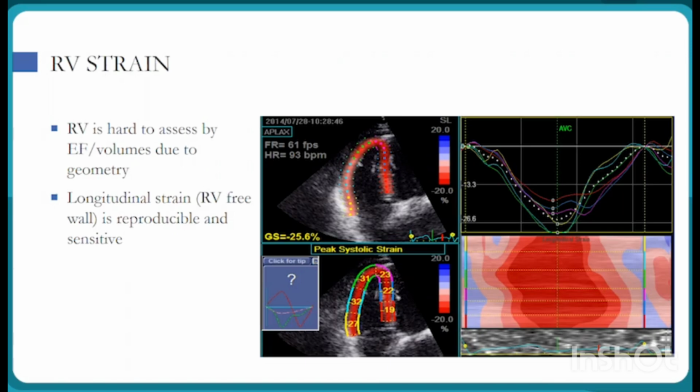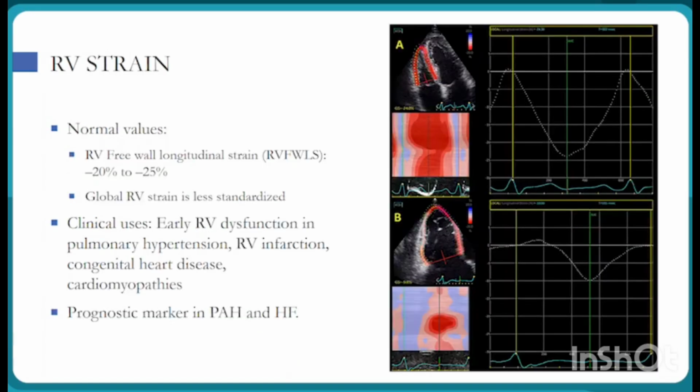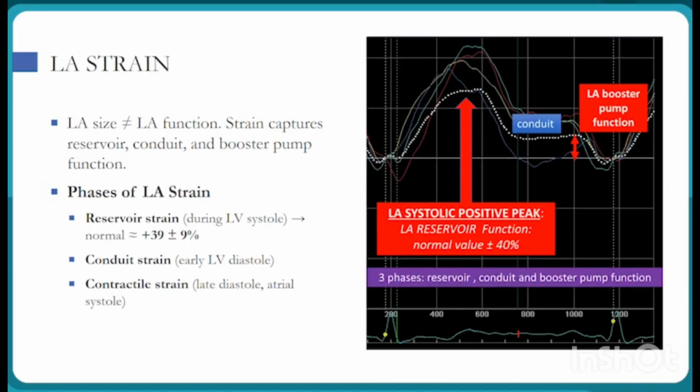Few words on RV strain. Now the RV is hard to assess by ejection fraction or volumes due to the different geometry of the RV. The longitudinal strain of the RV free wall is well reproducible and sensitive. The normal value of the RV free wall longitudinal strain, known as RVFWLS, is -20 to -25%. Global RV strain is less standardized. It can be used in early RV dysfunction in patients with pulmonary hypertension, RV infarction, congenital heart disease and cardiomyopathies. It is a good prognostic marker in PAH and heart failure.